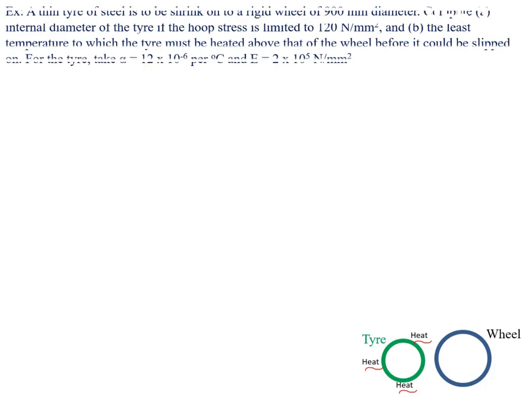Let's see the problem. A thin tire of steel is to be shrunk on a rigid wheel of 900 mm diameter. Calculate, first, the internal diameter of the tire if the hoop stress is limited to 120 Newton per mm square. And second, the least temperature to which the tire must be heated above that of the wheel before it could be slipped on.